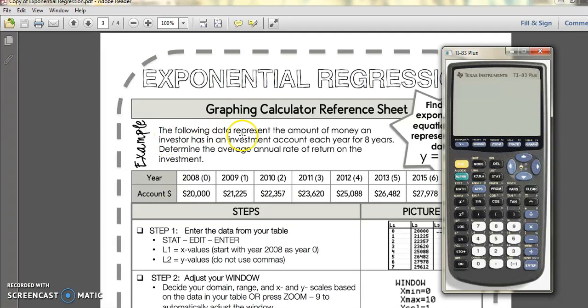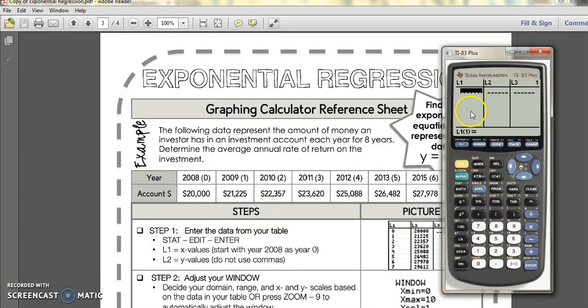So the following data represents the amount of money an investor has in an investment account each year for 8 years. We need to determine the average annual rate of return on the investment. So what we're looking for is, what is the growth factor? What is he getting on his investment? So let's turn the calculator on and hit the Stat button, and we want to edit our list, so I'm going to hit Enter.